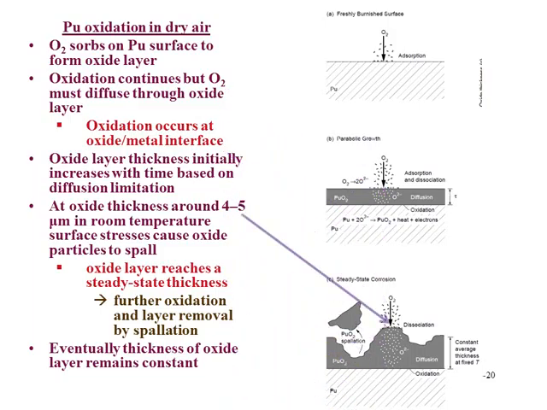When it gets to around 4 to 5 microns at room temperature, there's surface stresses that occur, and the oxide layer starts to fall apart. So once that occurs, this area now has a shorter path length. This can lead to further oxidation. Over time, the oxide thickness becomes constant due to this behavior.